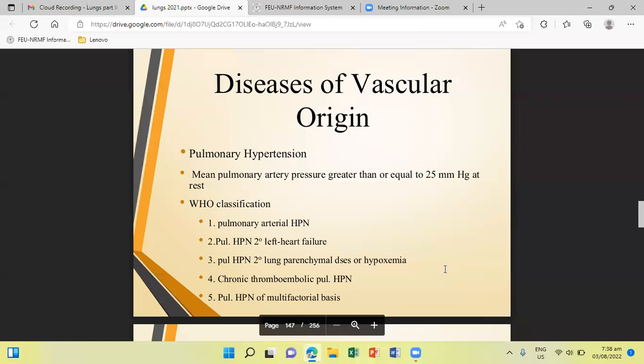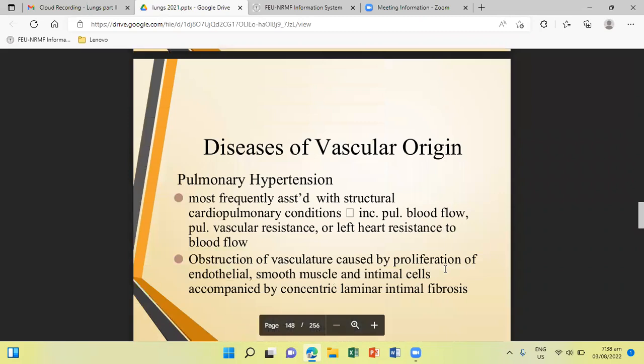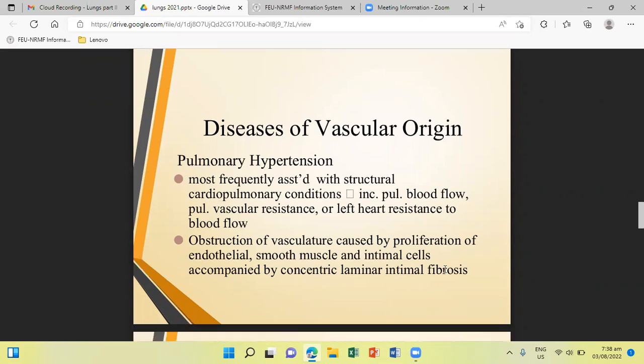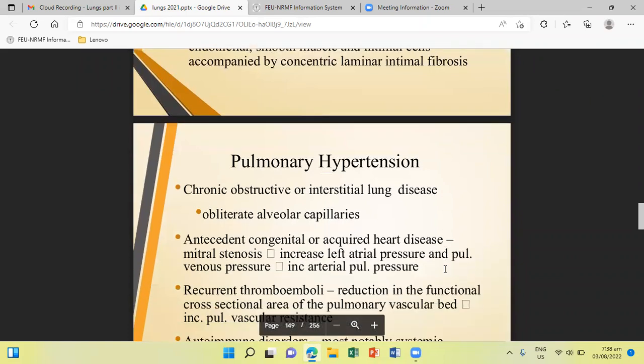Pulmonary hypertension has a lot of causes. It is most frequently associated with structural cardiopulmonary conditions that increase pulmonary vascular resistance, pulmonary blood flow, or left heart resistance to blood flow. Some of the more common causes are the following. One is it can be caused by obstructive sleep apnea. It may also be idiopathic. So let us take a look at it one by one.